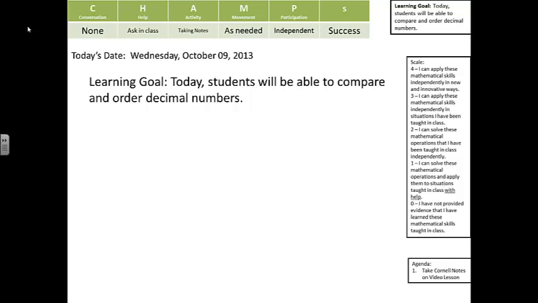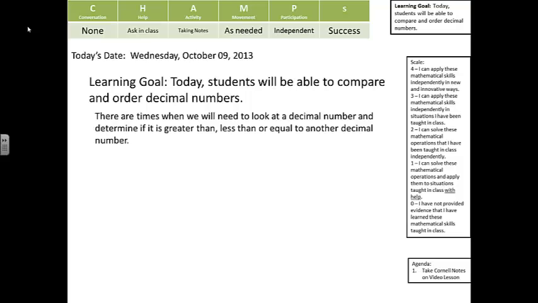So we're going to move on to our second learning goal for this video. This learning goal, students will be able to compare and order decimal numbers. So there's times when we're going to need to know whether or not a decimal number is greater than, less than, or equal to another decimal number.